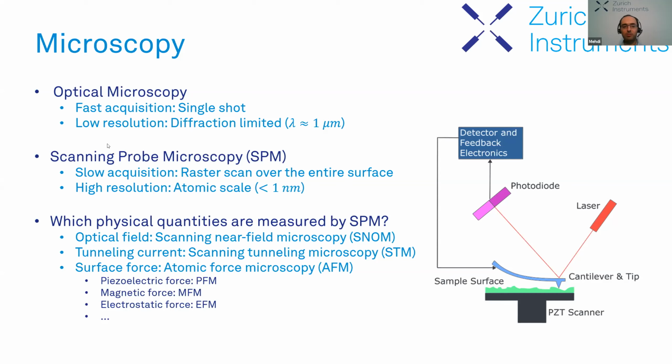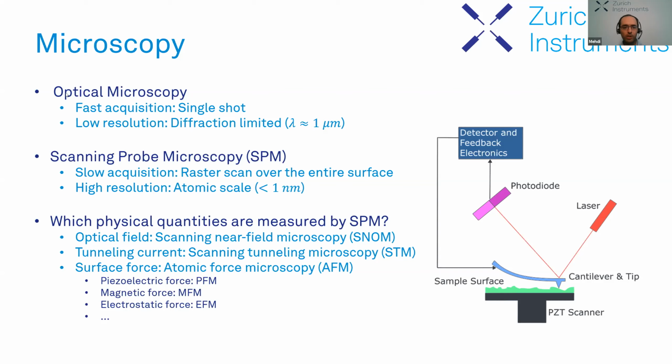That's the reason people use scanning probe microscopy, and the price they pay is that they cannot have a fast acquisition of the entire sample. They need to scan the sample and go pixel by pixel. But the benefit is that you can get atomic and sub-nanometer scale resolution. And depending on the physical quantity that you measure with scanning probe microscopy, you can have different types of microscopy.